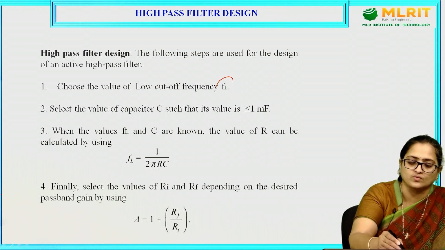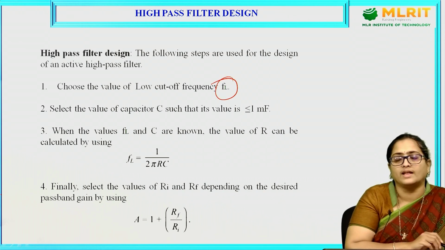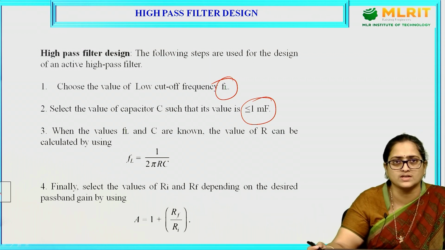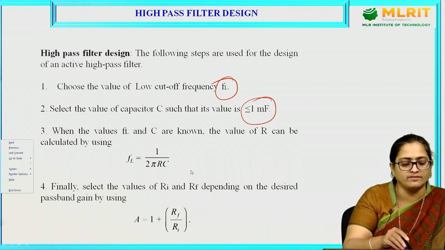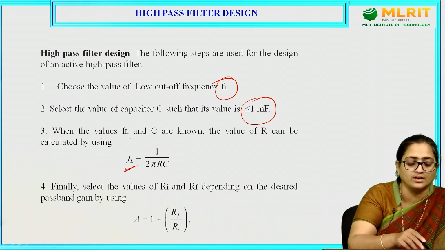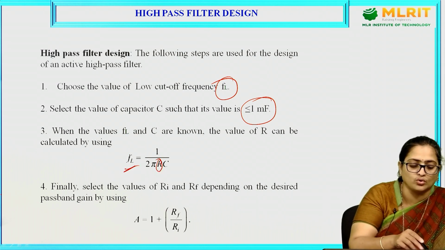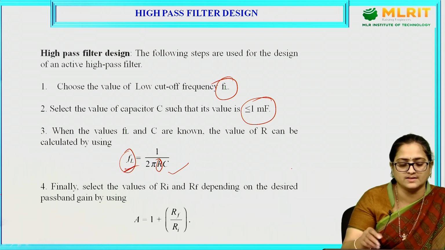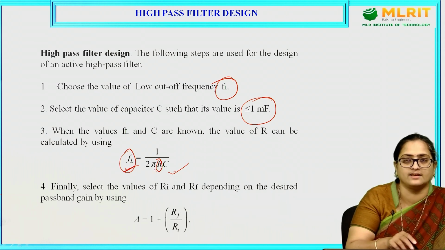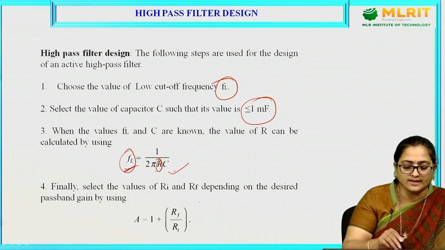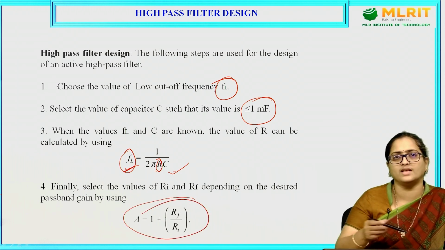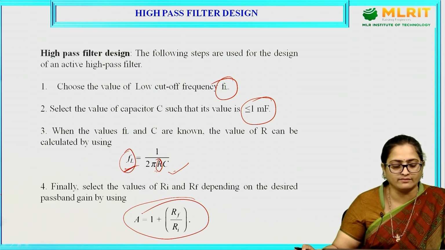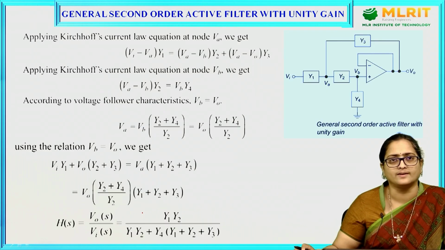First, we need to choose the lowest cutoff frequency, and then choose a capacitor, whatever capacitor value is available to us. You can find out the resistor value if you know the cutoff frequency and the capacitor value, and simply design a circuit by knowing the R, C and FL values. And the gain of a filter is given as 1 plus RF by R1 into the input voltage, and this is the gain for a non-inverting amplifier.